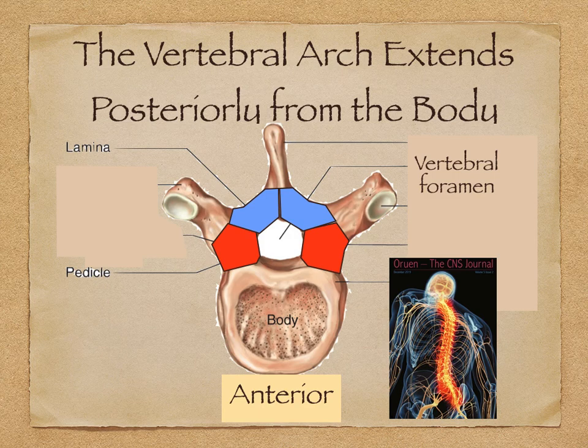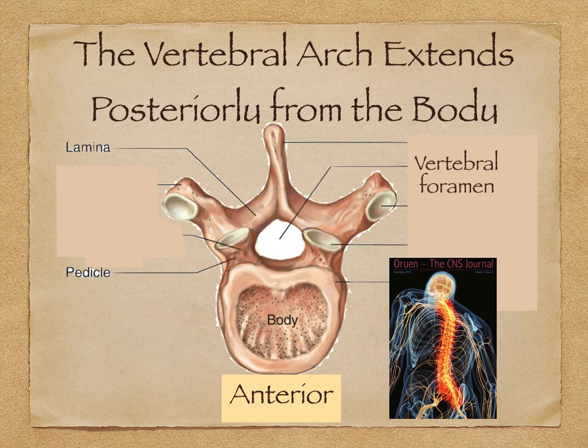You can see that the red ones are attached to the body, and then the blue ones are attached to one another and to the red ones. And notice the labels here. The red parts of the arch are called the pedicles. There's 2 of them. And the 2 blue parts of the arch are called the lamina. So in every vertebra, you should be able to find a body, a vertebral foramen, 2 pedicles, and 2 lamina. And the pedicles and lamina create a bony arch that forms the vertebral foramen.